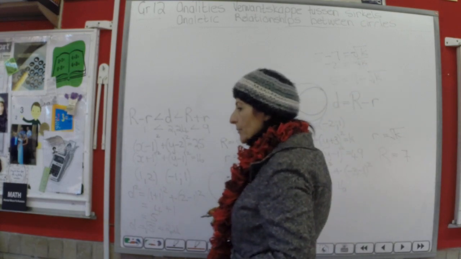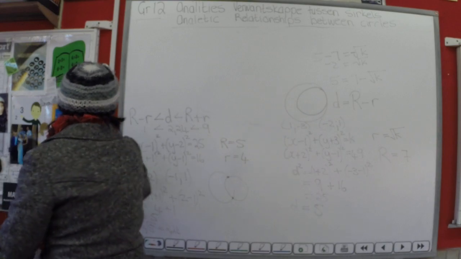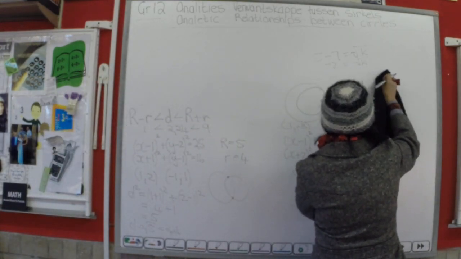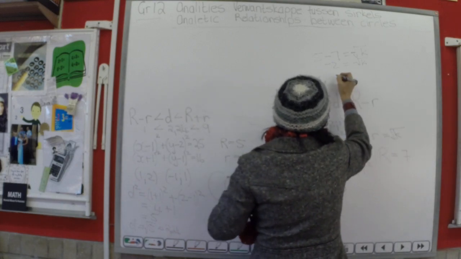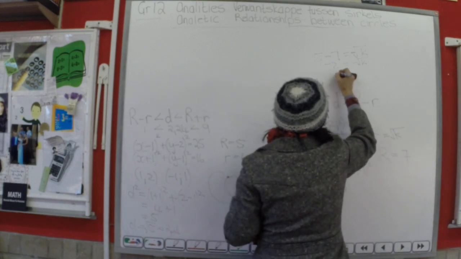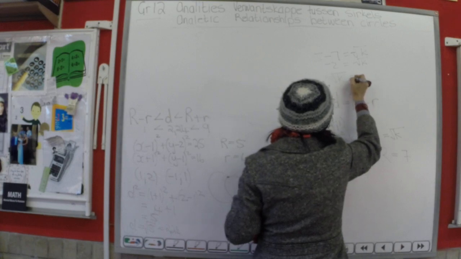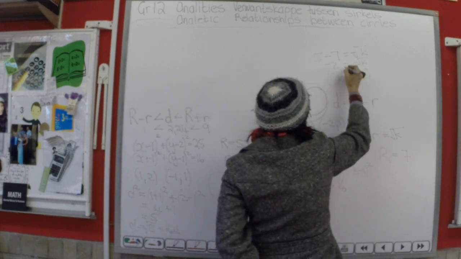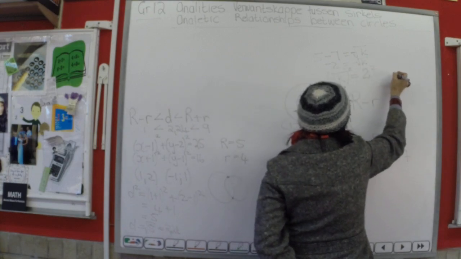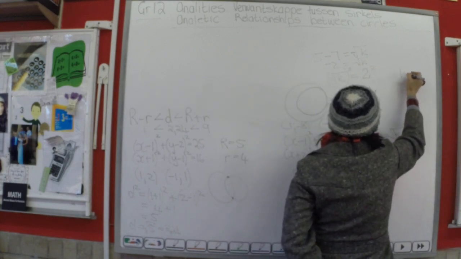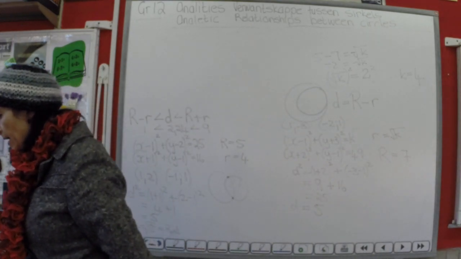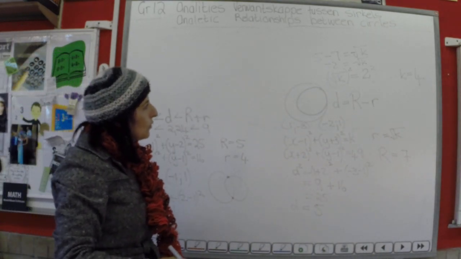En nou kan ek deel met minus 1 aan albei kante to get rid of the minus. So let's do that. So we've got the square root of k equals 2. Van die wortel ontsaak te raak, gaan ons kwadreer aan albei kante en daarom is k gelyk aan 4. The value of k must then be 4.